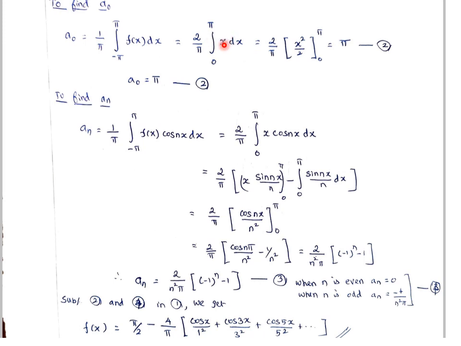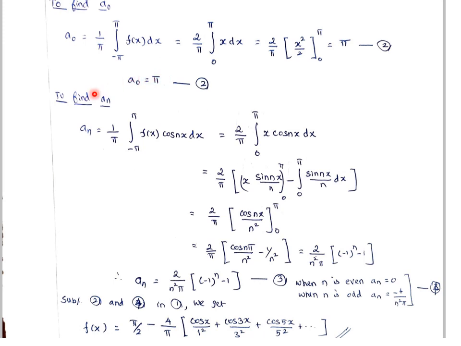Our f of x equal to modulus of x will become x in the positive part 0 to pi. That is equal to 2 divided by pi. Integrating here we get x square by 2. After applying the limit, it will become pi. Therefore, the value a0 equal to pi.